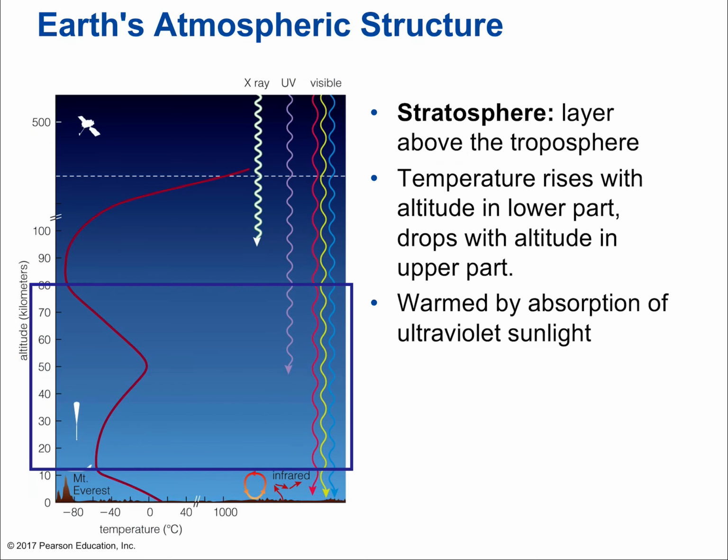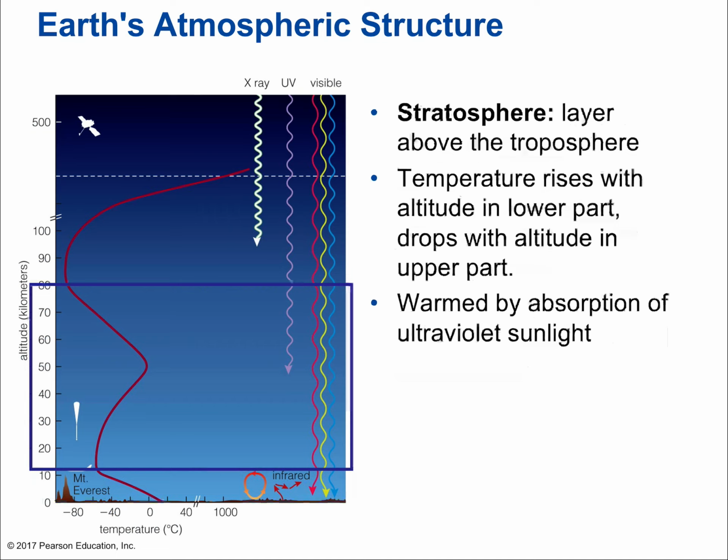The stratosphere. Okay, so this is the layer above the troposphere. Nothing lives up here. The temperature rises with altitude in the lower part and drops with altitude in the upper part. It's warmed by the absorption of ultraviolet sunlight. So at first, as you go up, the temperature is actually increasing because you're going up into a region where there's more and more ultraviolet light coming in. But then as you move higher and higher, the energy starts falling off because there are fewer molecules to actually cause that temperature to be propagated in the first place.